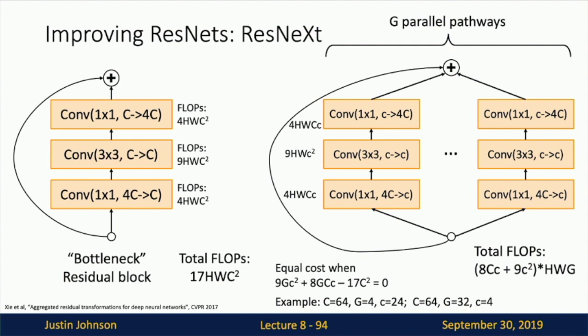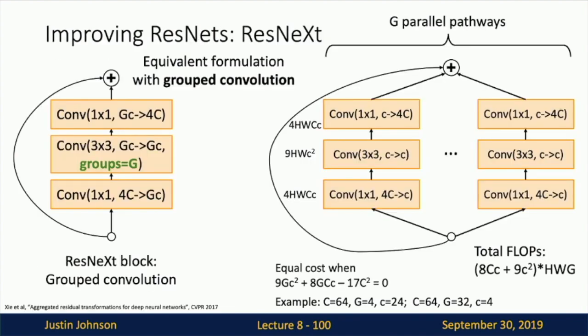It turns out that if you solve these, the integers don't work out exactly, but if you round to the nearest integer, then if we have, for example, 64 channels and 4 parallel pathways, we can set little c to be 24 channels on each of those pathways, with the same computational cost. Or if we have 32 parallel pathways, then each of those pathways can have little c equals 4 channels. So this gives us another mechanism to modify the design of our network. In addition to setting the number of channels, we can also set the number of parallel pathways, and by solving the equation in this way, we preserve the amount of computation being done.